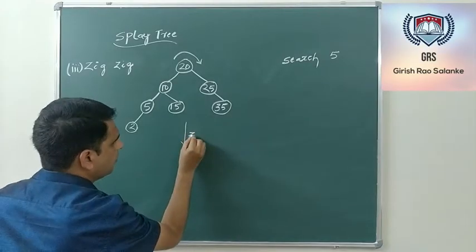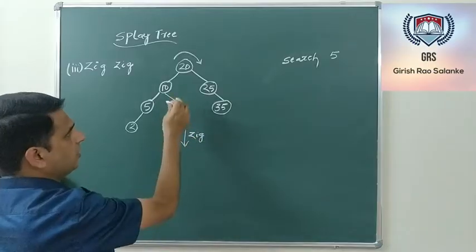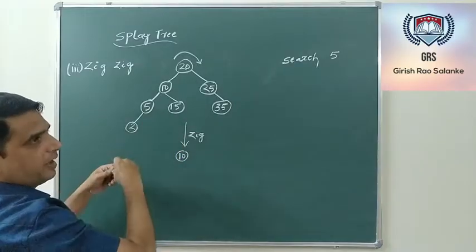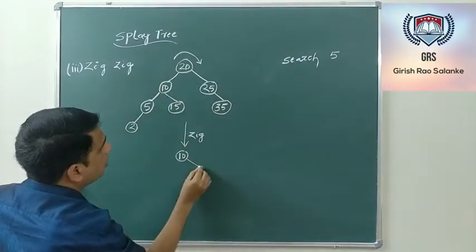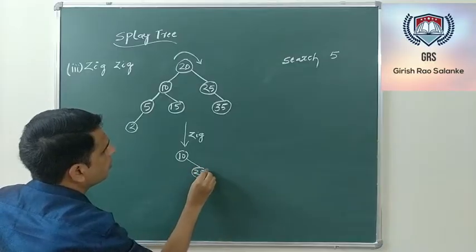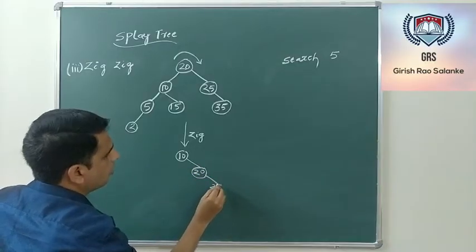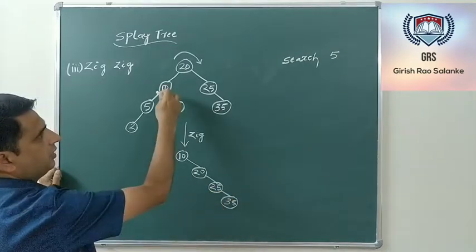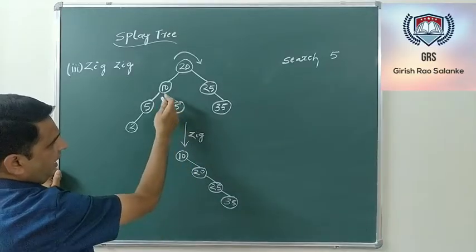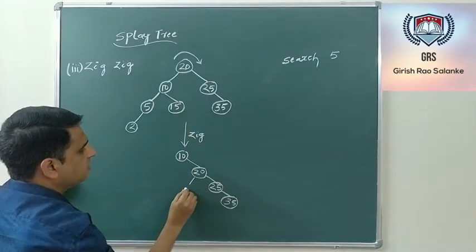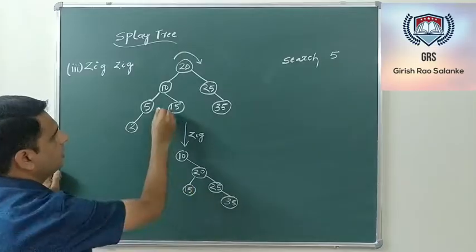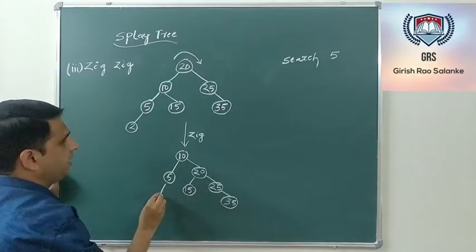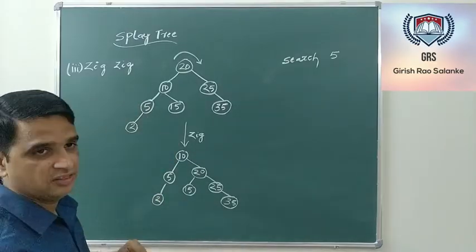Now what will I do? First I will perform a zig rotation. If I perform a zig rotation, what happens? 10 becomes the parent, 10 becomes the root node. 20, 25, 35. Now this right child of 10 will now be the left child of 20. Now 5, 2. Note that this is not complete. This is zig-zig, and I have just performed only one zig.